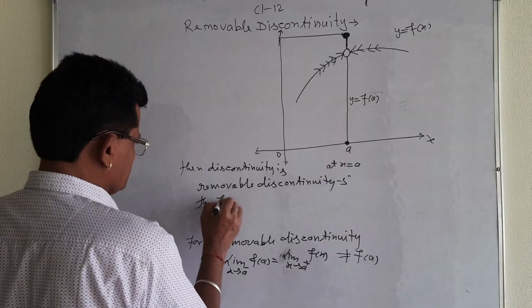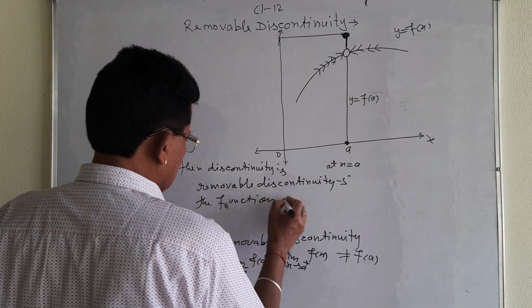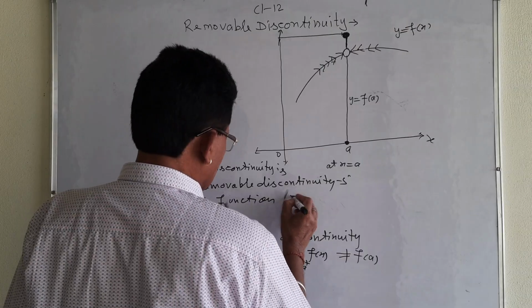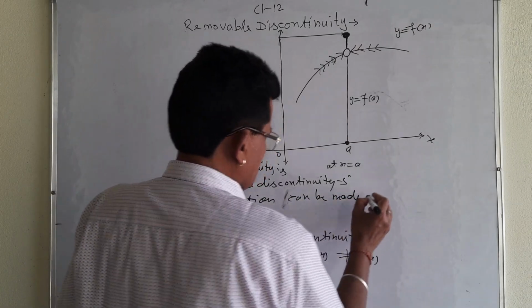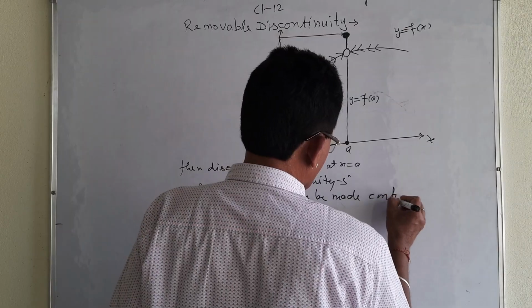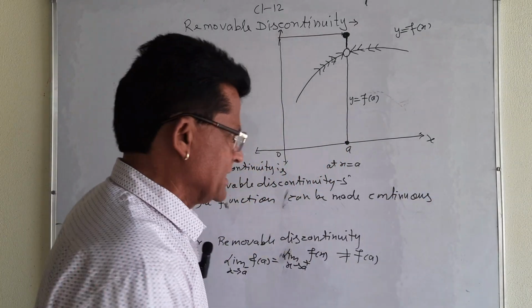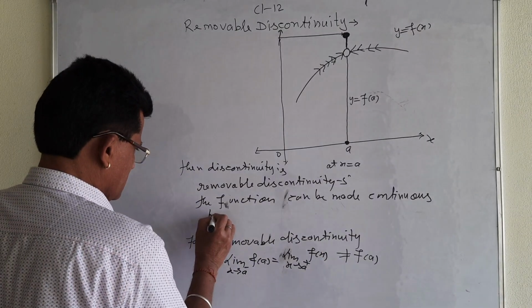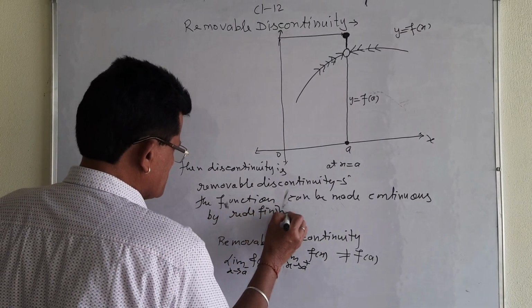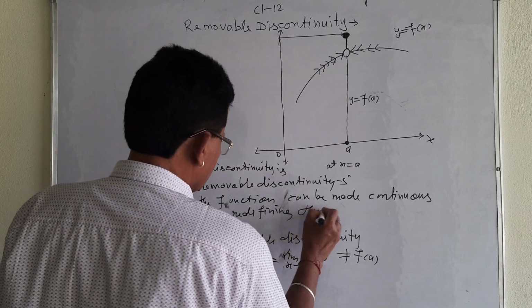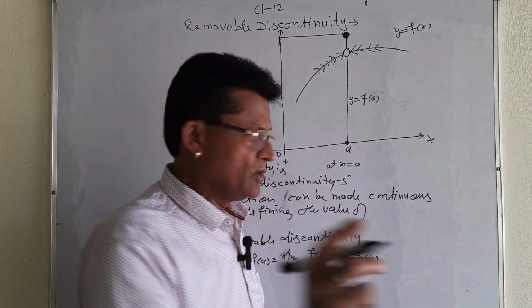The function can be made continuous. How can you make it continuous? By redefining the value of f(x).